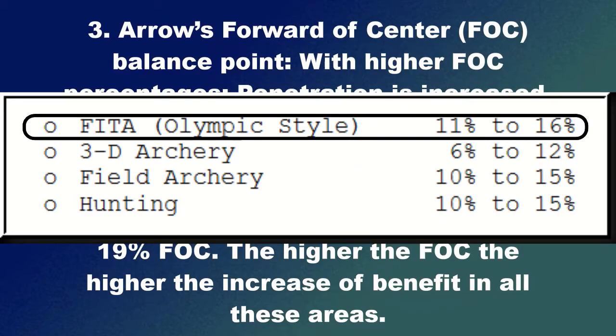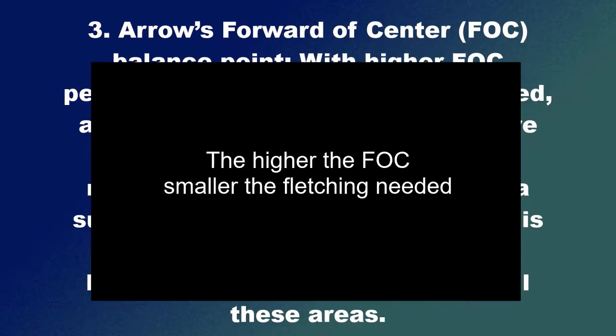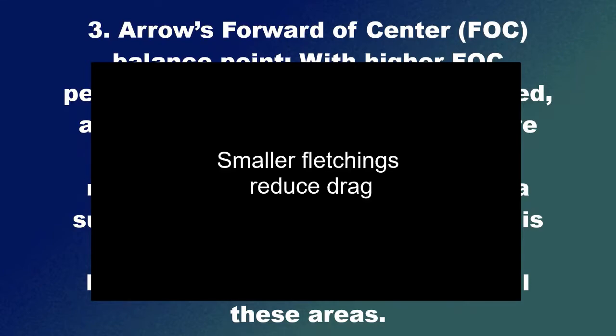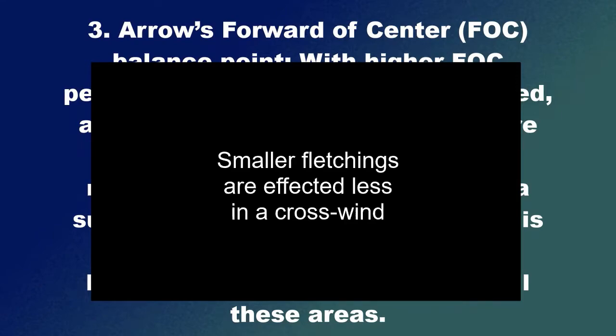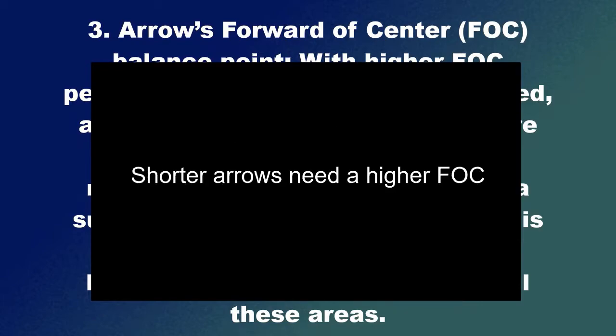Why is it that the FITA uses a higher FOC? In a nutshell, they want long-range accuracy. To get that, the arrows must be extremely stable. The higher the FOC, the smaller the fletching needs to be to steer the arrow. Smaller fletchings reduce drag. Furthermore, arrows with small fletchings are affected less in a crosswind than arrows with a larger fletching. Shorter arrows are less stable in flight just because they're shorter. Shorter arrows need a higher FOC and may need larger fletchings.